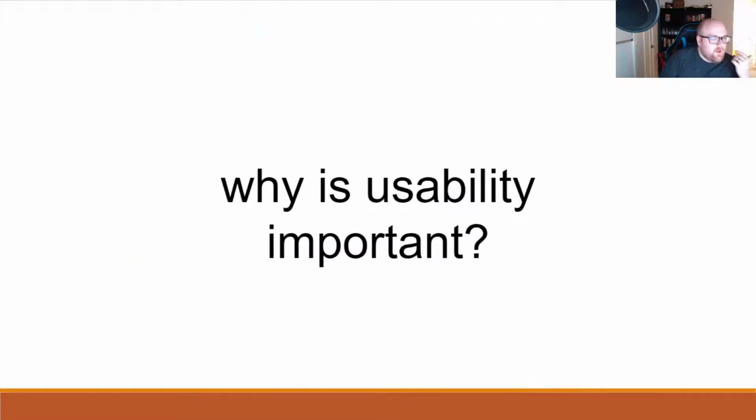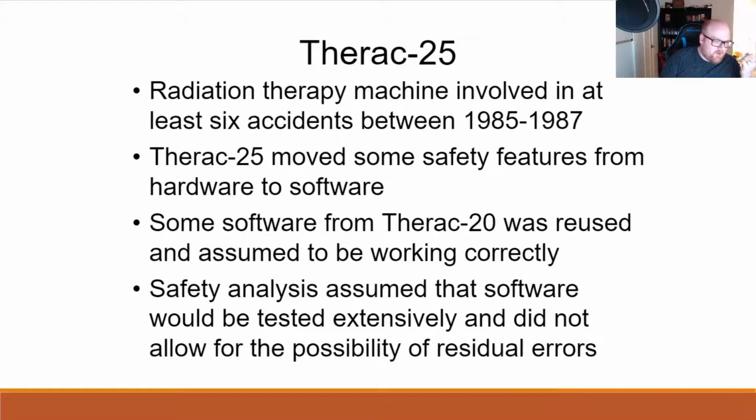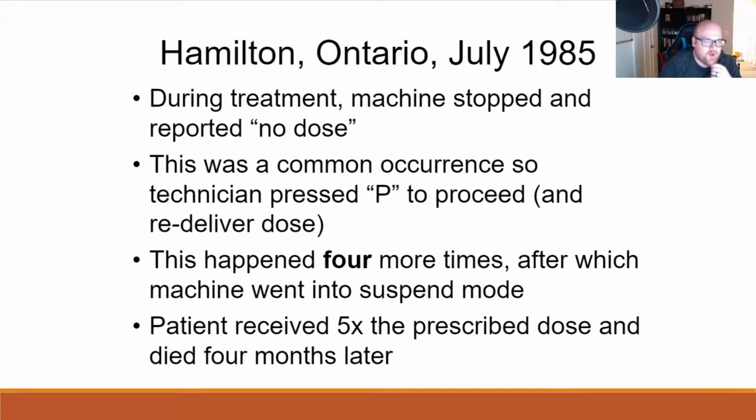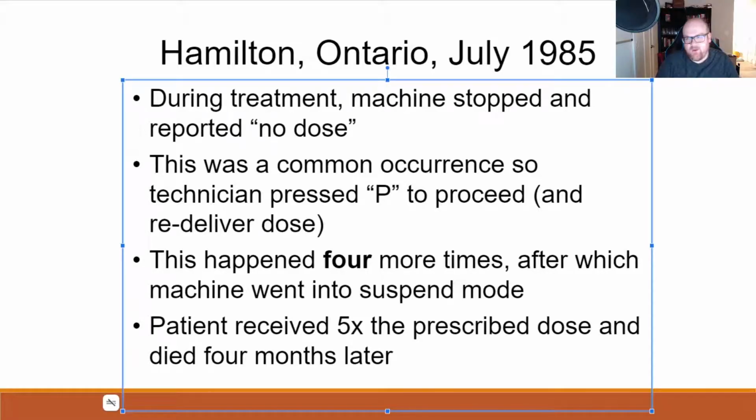But more importantly, why is usability important? Let's talk a little bit about Therac 25. It was a radiation therapy machine. It was involved in 6 accidents. Why did it occur? Well, during treatment, the machine stopped and reported no dose, and this was a common occurrence. And so the technician pressed P to re-deliver the dose. This happened 4 more times, where it would stop and say no dose, after the patient had received the dose, but because there was a hardware failure in place.